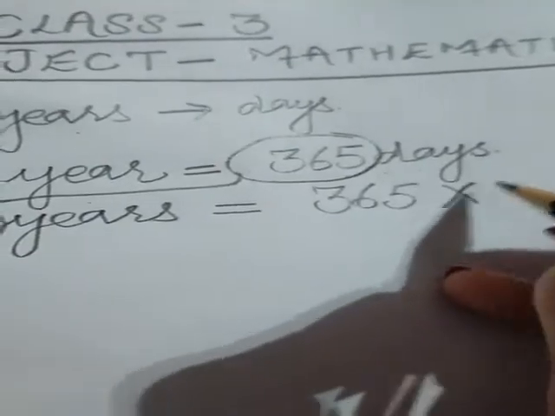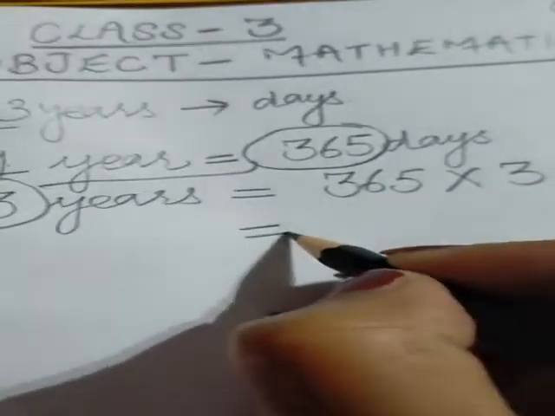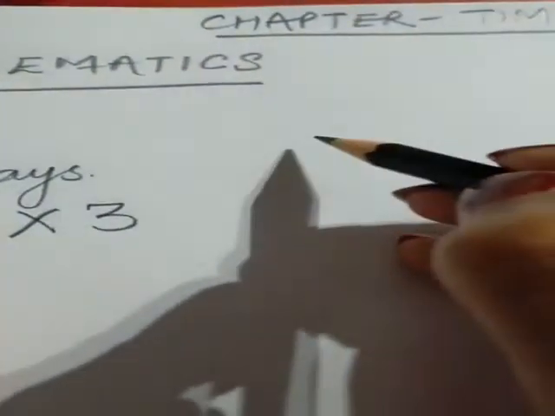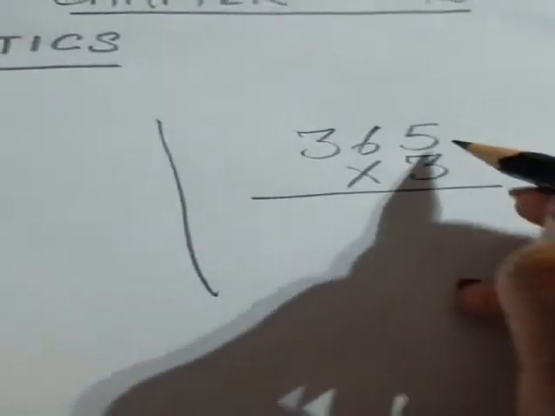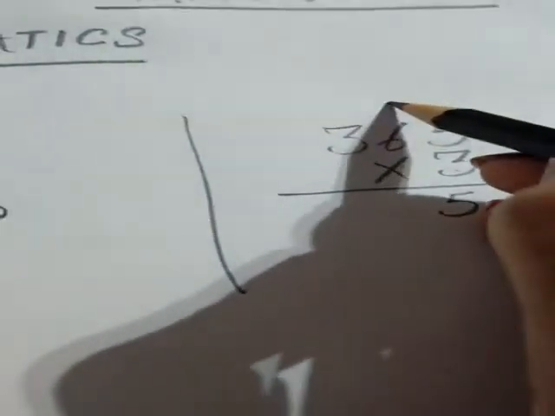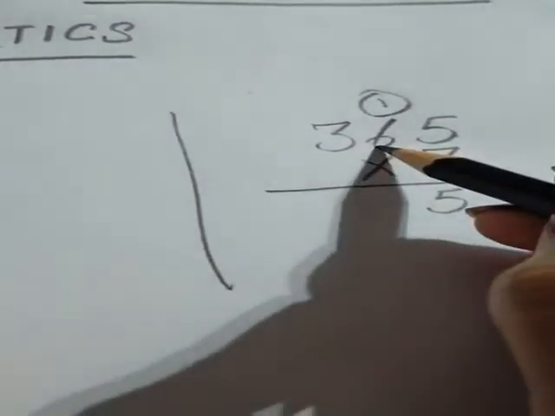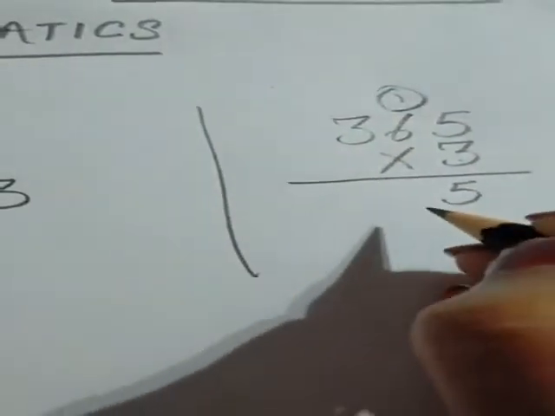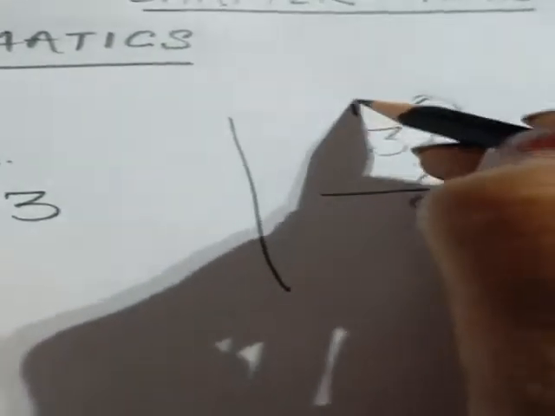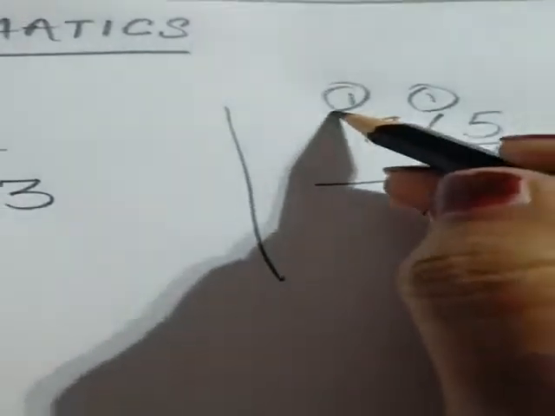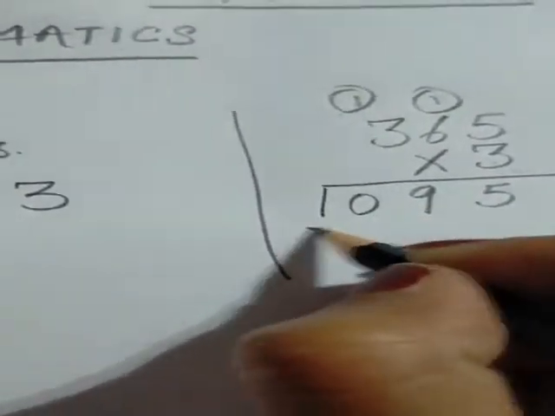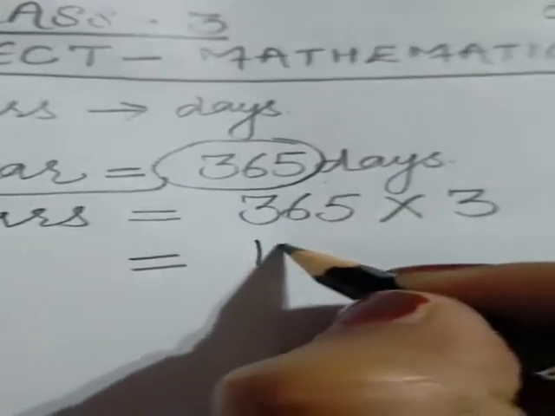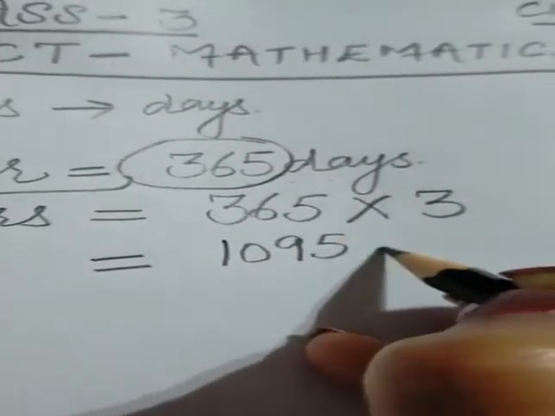365 multiplied by 3. We will do the multiplication in rough work. 3 5s are 15, 1 carry, 3 6s are 18, plus 1 is 19. Then 1 3 is 3, 3 is 9, plus 1 is 10. Yes, it is 1095 days.